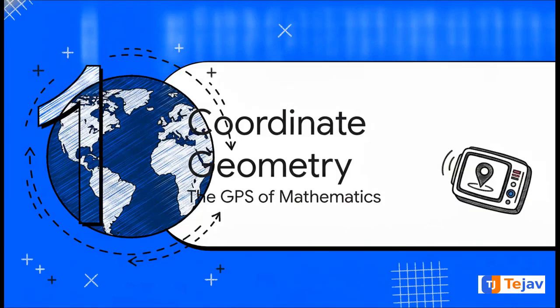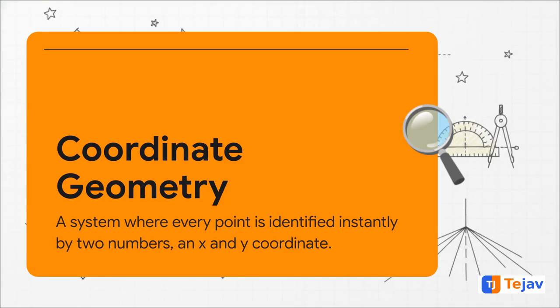All right, part 1, mapping with coordinate geometry. Think of this as the GPS of mathematics. Imagine trying to navigate the Earth entirely without maps. Finding a specific location would be a total nightmare. Well, coordinate geometry, often using the Cartesian system, steps in as the ultimate tool. It's a system where every single point is identified instantly by just 2 numbers.